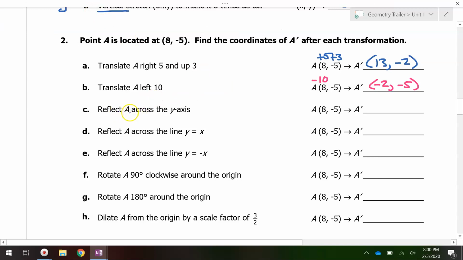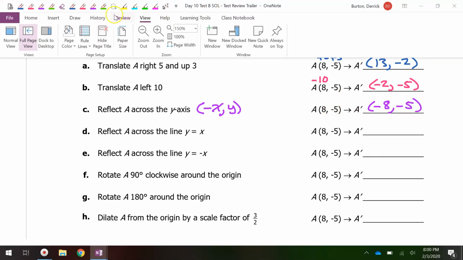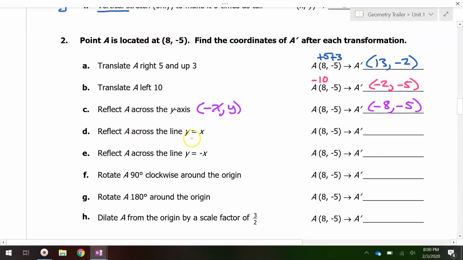Okay, reflect across the y-axis. Remember, the rule for this is going to be the opposite of x, comma, y. So the opposite of x is negative 8, and y is negative 5. Reflecting across the line y equals x, the rule for that is (y, x). Y is negative 5, and x is 8.